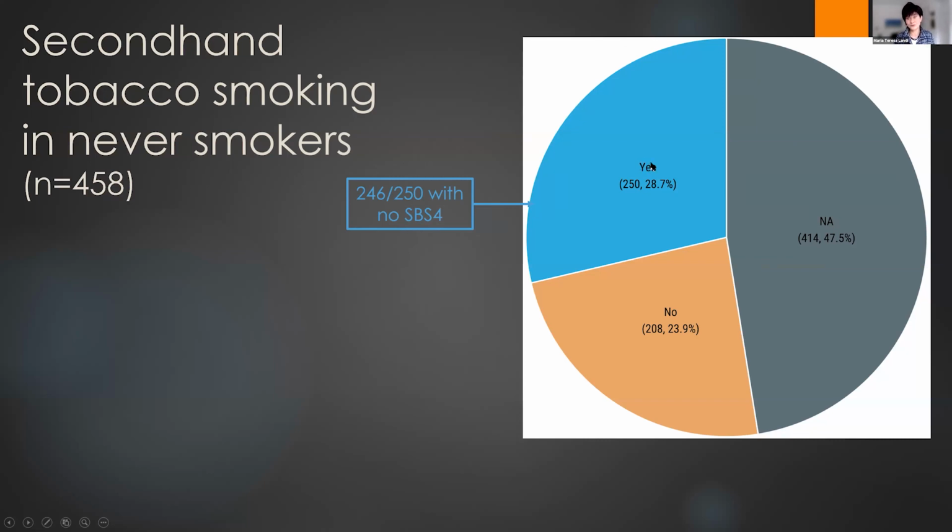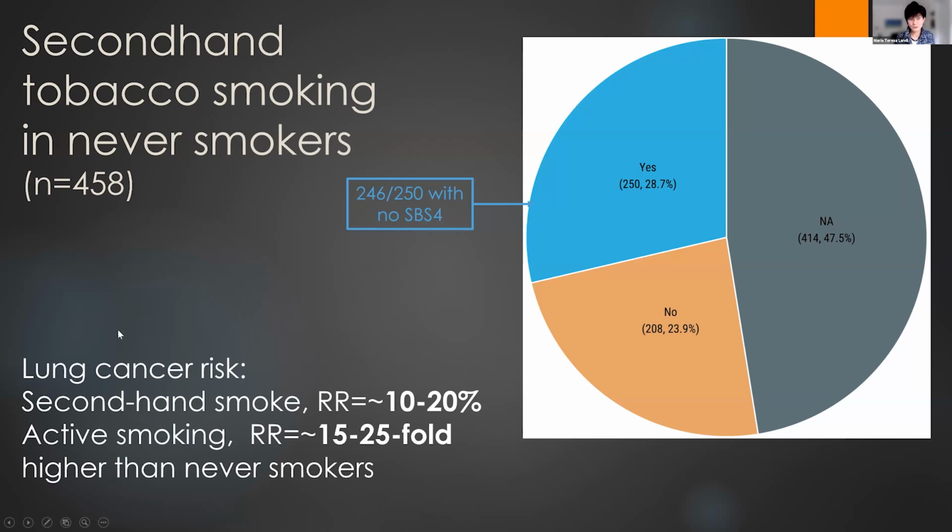generate a different type of signature in these samples, but it can also reflect what we know from epidemiological observation, that secondhand tobacco smoking is a weaker carcinogen in comparison to active smoking. You know, the relative risk of lung cancer associated with secondhand tobacco smoking is 10 to 20% higher than in never smokers, but much lower than the 15 to 25-fold risk associated with active smokers.